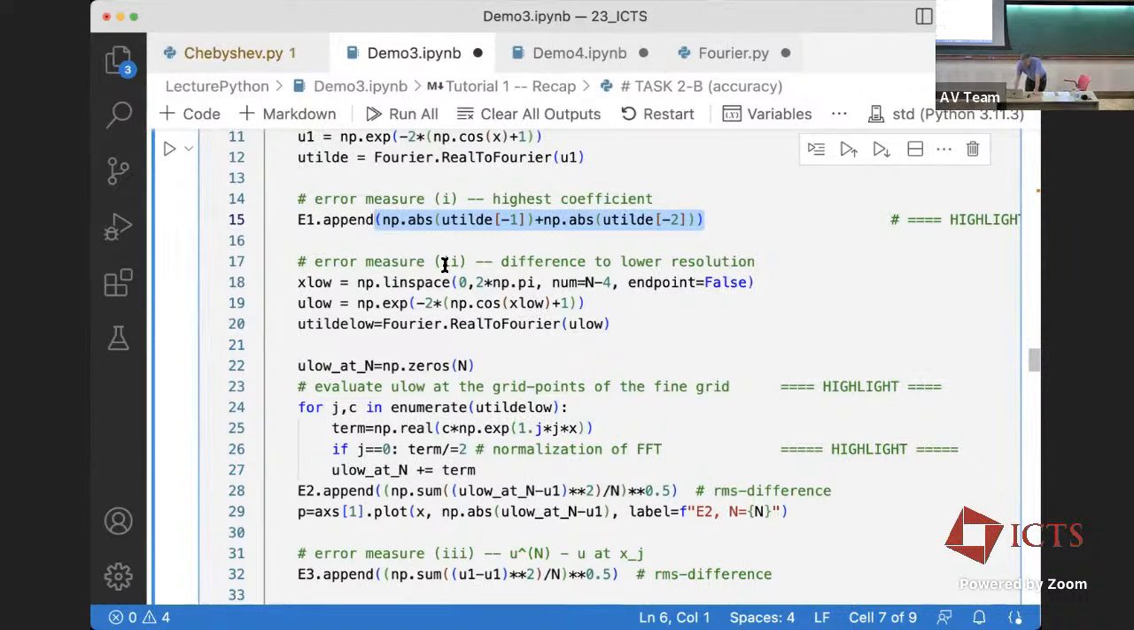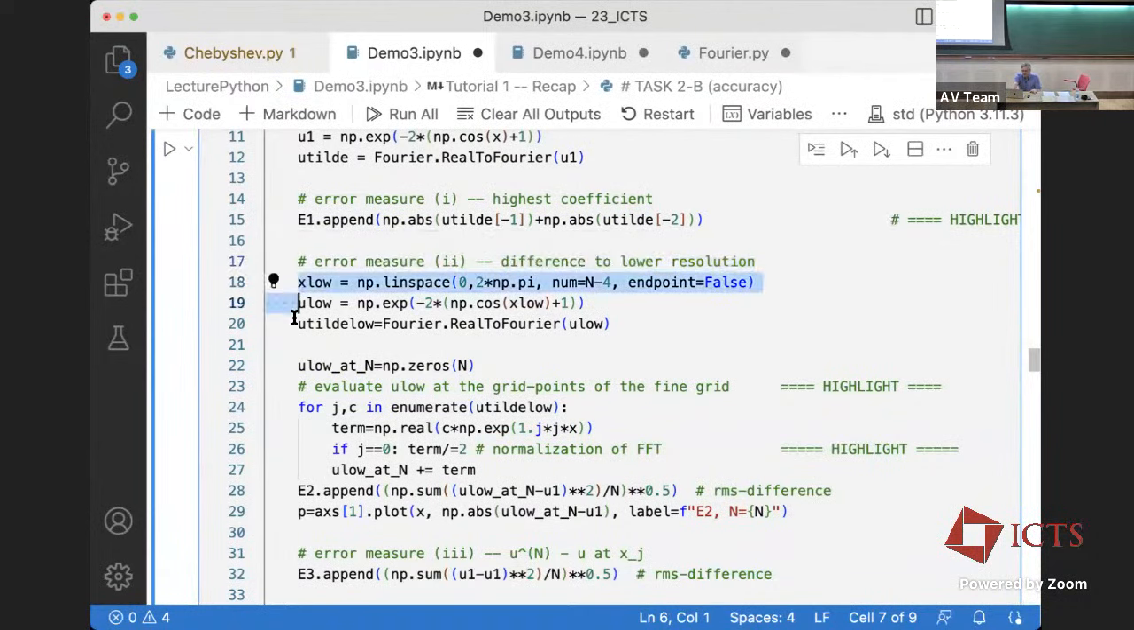The next one is also quite useful, but a lot more difficult to do. If you want to do the difference to the solution at a lower resolution, you also have to compute the solution at the lower resolution, which you should always do. But then those two runs have different grid points, and so you need to interpolate one on top of the other. And so this is what's going on in these few lines here.